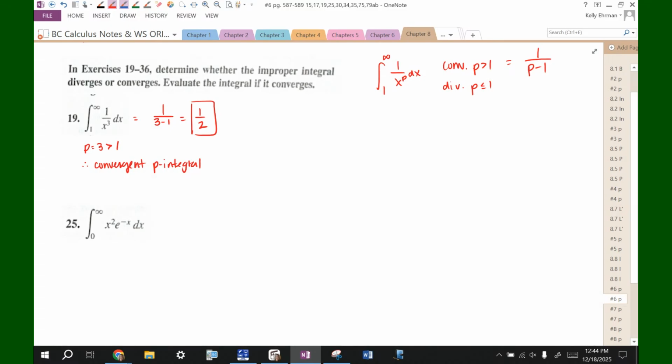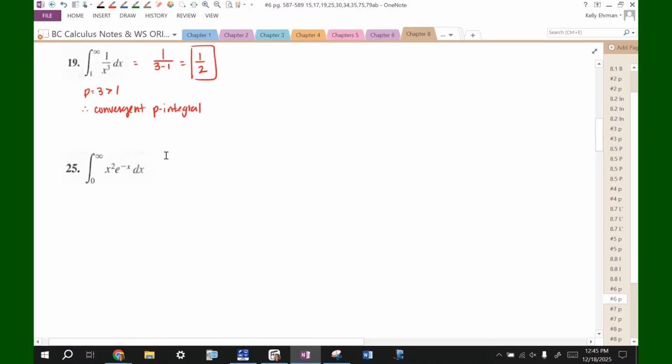For the next one, this is not a p integral. This is a product of two functions, and it looks like integration by parts. I'm going to use the tabular method. Remember, we use LIATE to pick what u is going to equal. And make sure in your table that you label these two things. u needs to be the algebraic part. Exponential would be my last choice for u. So u is x squared, dv is e to the negative x dx.